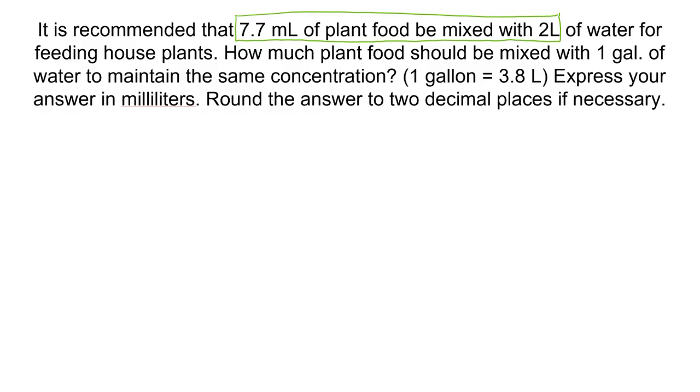For every 7.7 milliliters of plant food, we need to mix with that 2 liters of water. And mathematically, we can express that ratio like this: 7.7 milliliters. So that numerator represents the amount of plant food over 2 liters. And the denominator here represents the amount of water. And the question is, how much plant food should I mix with 1 gallon of water to maintain the same concentration? So this 7.7 over 2 has to be equal to something.